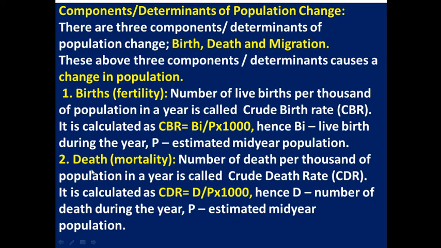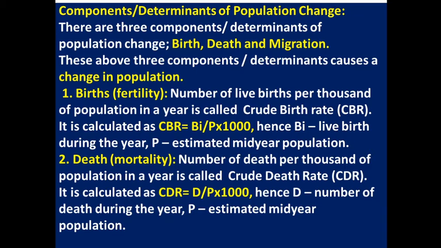Next one is death or mortality rate. The number of deaths per thousand of population in a year is called the crude death rate. So how are we going to calculate it? CDR, crude death rate, is equal to D, the number of deaths, divided by P, the mid-year population, into 1000. This is the formula to calculate the death or mortality rate of a particular region or country.